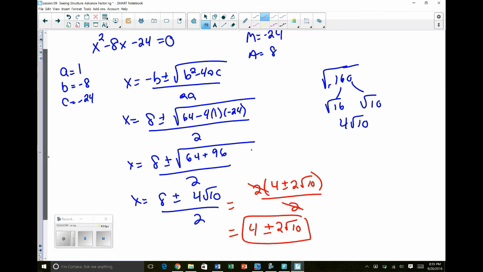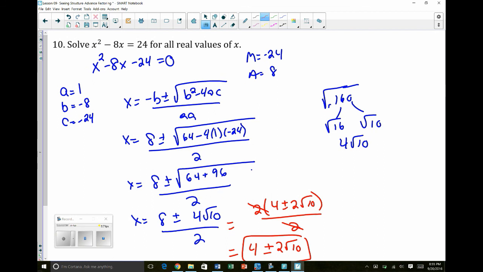Again, this is just a review of using the quadratic formula because we're going to need to use the quadratic formula at some point in this course to solve quadratic equations again. That's it.